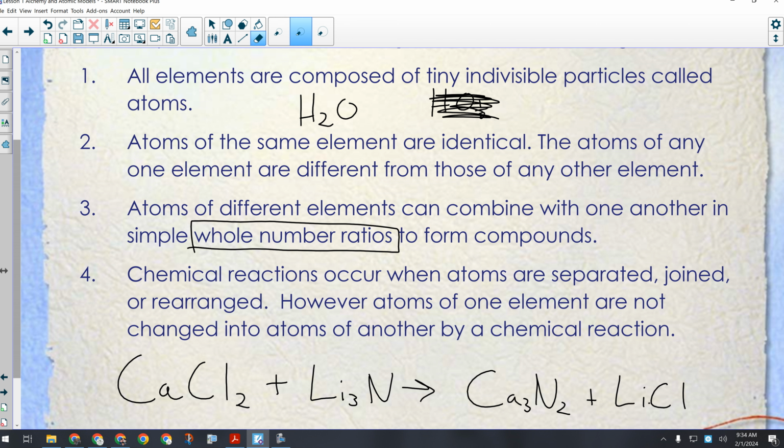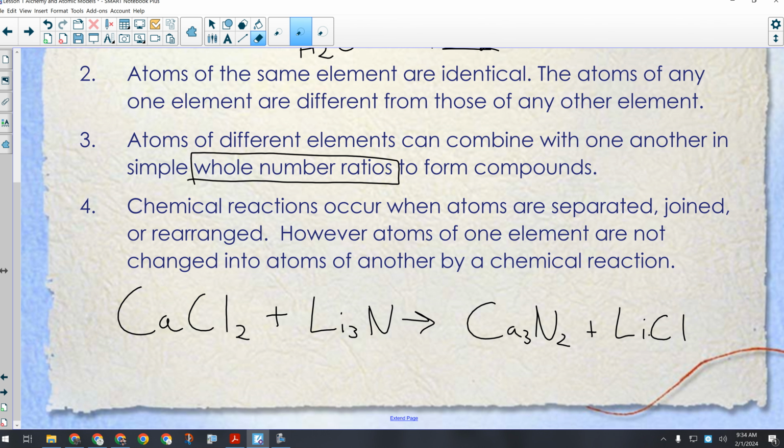So when atoms are separated, joined, so I can put 2 atoms together, or rearranged. This reaction here shows rearrangement. Calcium ended up with somebody new on the other side. I rearranged the atoms. However, atoms of one element are not changed into atoms of another element by a chemical reaction. So basically he's saying, hey, alchemists, you cannot do this. You cannot turn lead into gold.